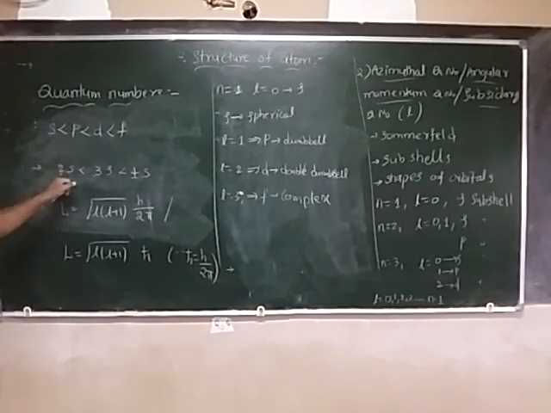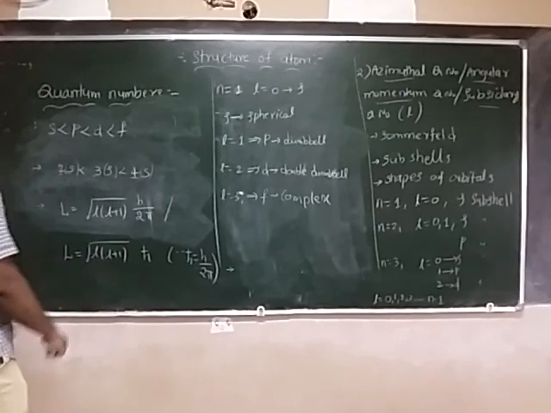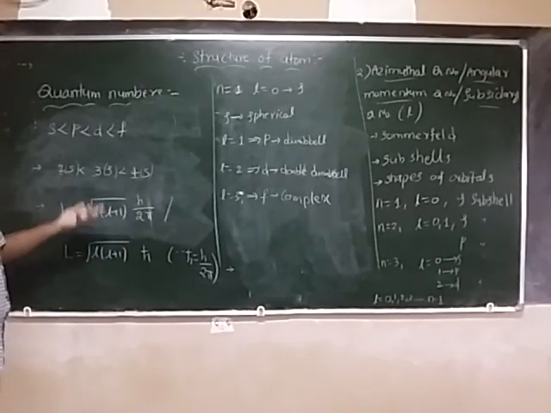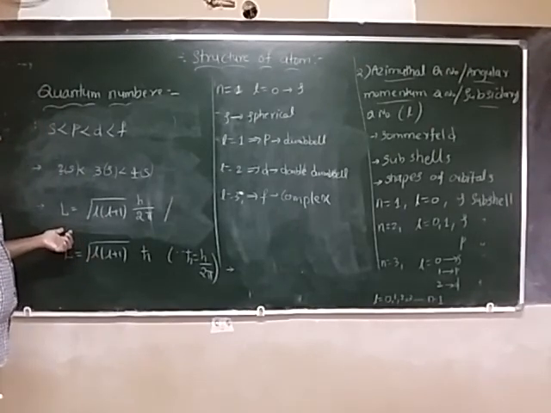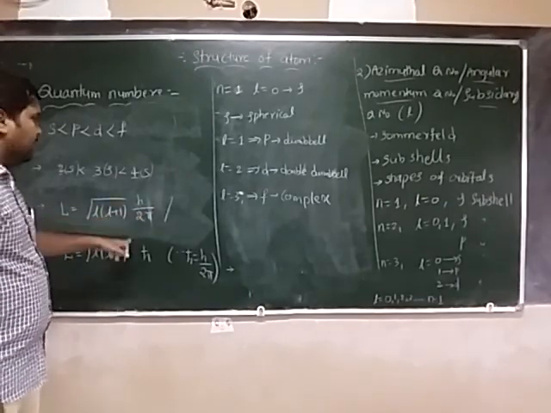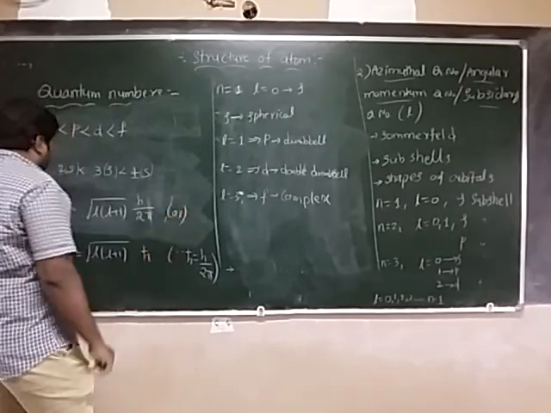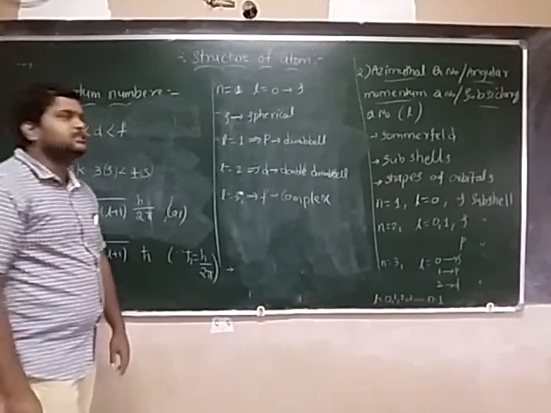Next, we have to speak about the subshells now. If the subshells are the same but the principal quantum number is greater, the shape of the orbital is the same but the size of the orbital increases. The angular momentum of an electron, that is capital L, is equal to square root of l(l+1) h by 2 pi, or square root of l(l+1) h cross, where h cross is equal to h by 2 pi.